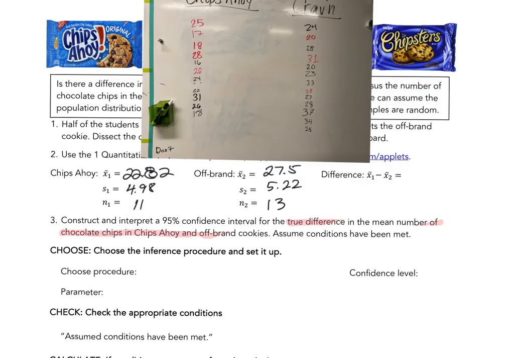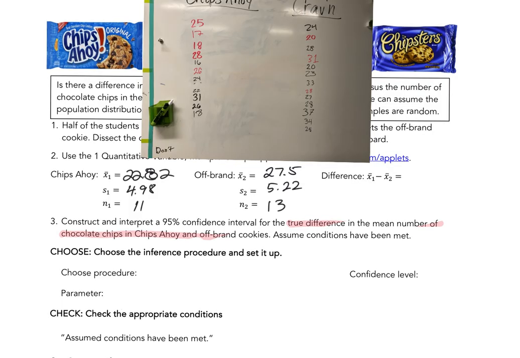We have these Chips Ahoy and the Craven brand. We got this mean and standard deviation by using one var stats in our calculator. So we put the data in, we got our mean for the Chips Ahoy, our standard deviation. We used Sx because we don't have all the cookies. And then we had 11 Chips Ahoy cookies. And then the off-brand, we got a mean of 27.5 with a standard deviation of 5.22 and n of 13.